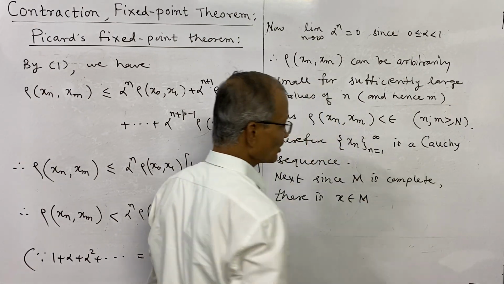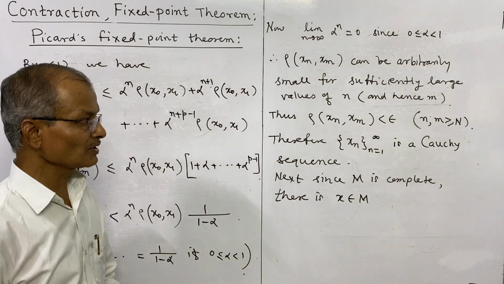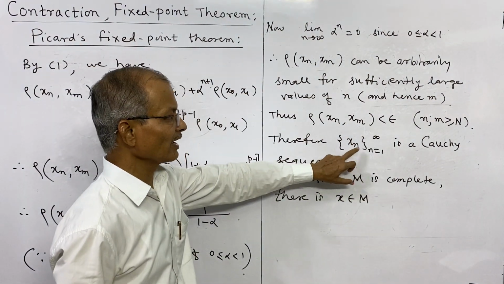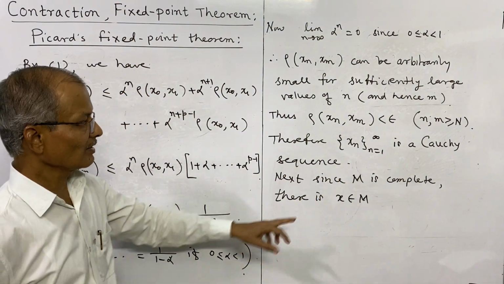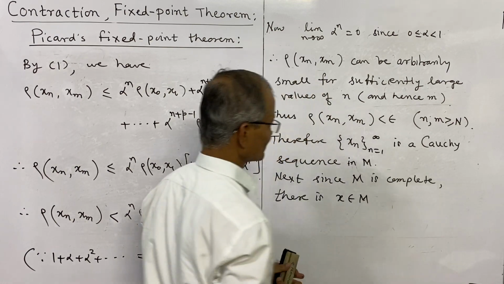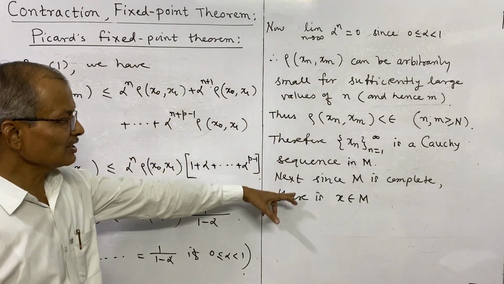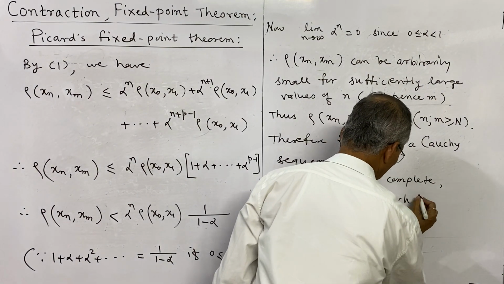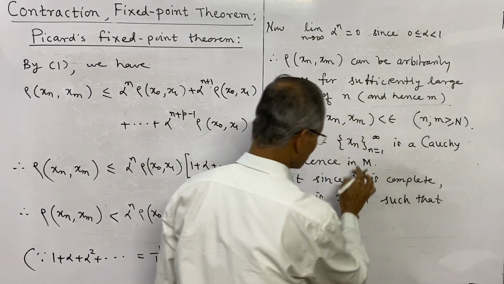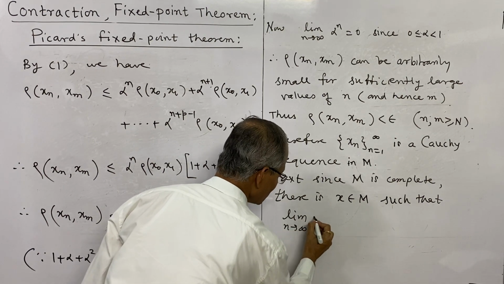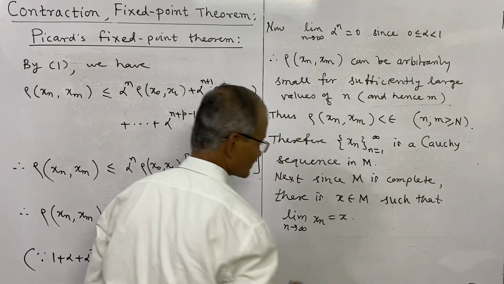So what is the definition of complete metric space? Every Cauchy sequence converges to a point in M. And that's why we have first shown xn is a Cauchy sequence in M. These are the points in M we are considering. And therefore, M is complete means there is x belongs to M such that xn converges to this x. Limit of xn as n tends to infinity is equal to x.